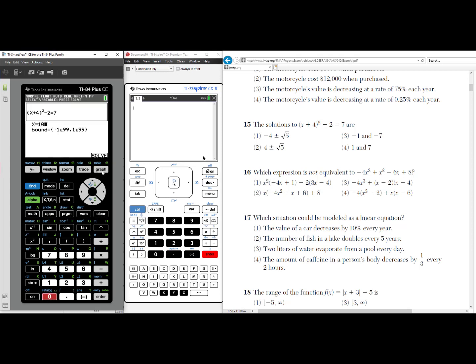I'll guess 10. I'll press graph, and I see one solution is -1. I'll guess -10. I'll press graph, and I see -7. Answer 3.